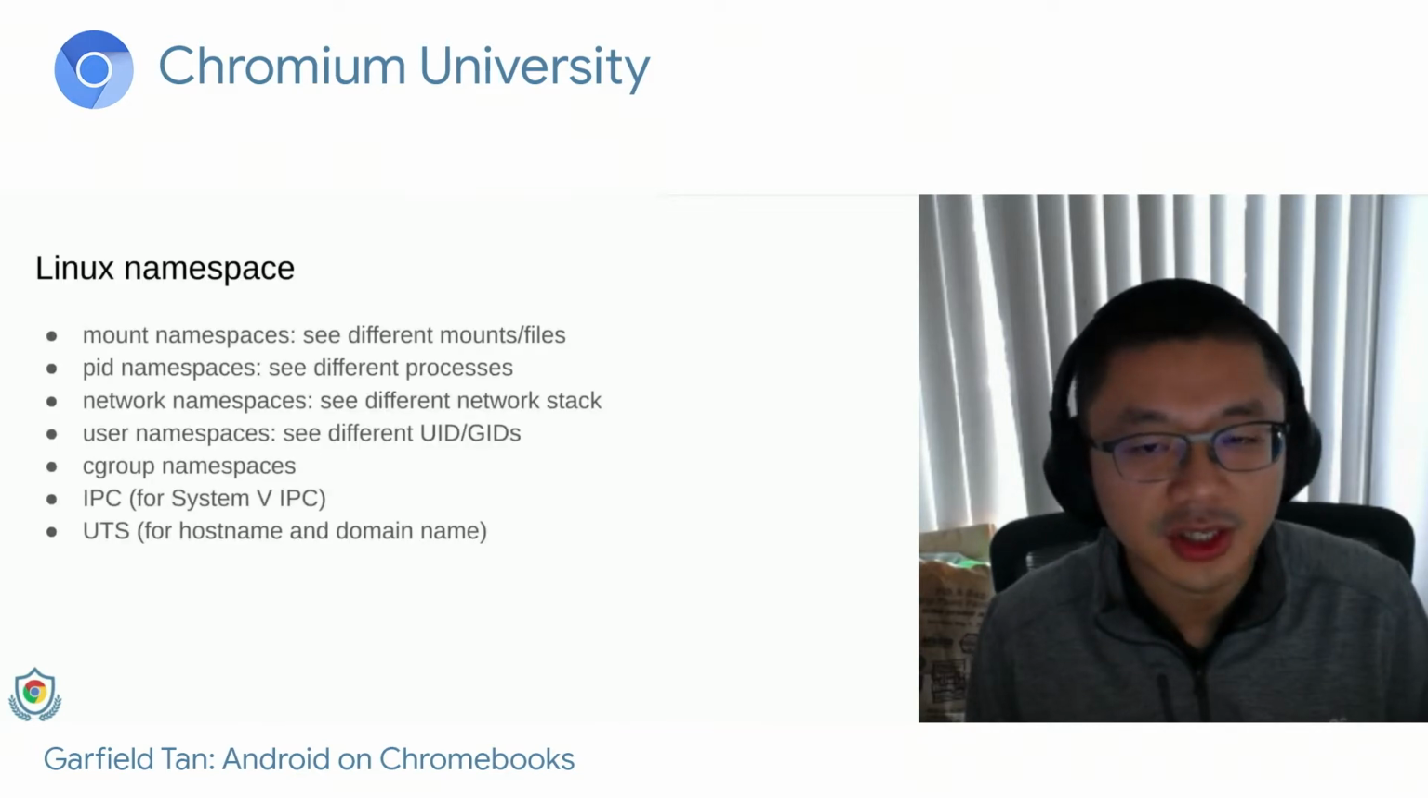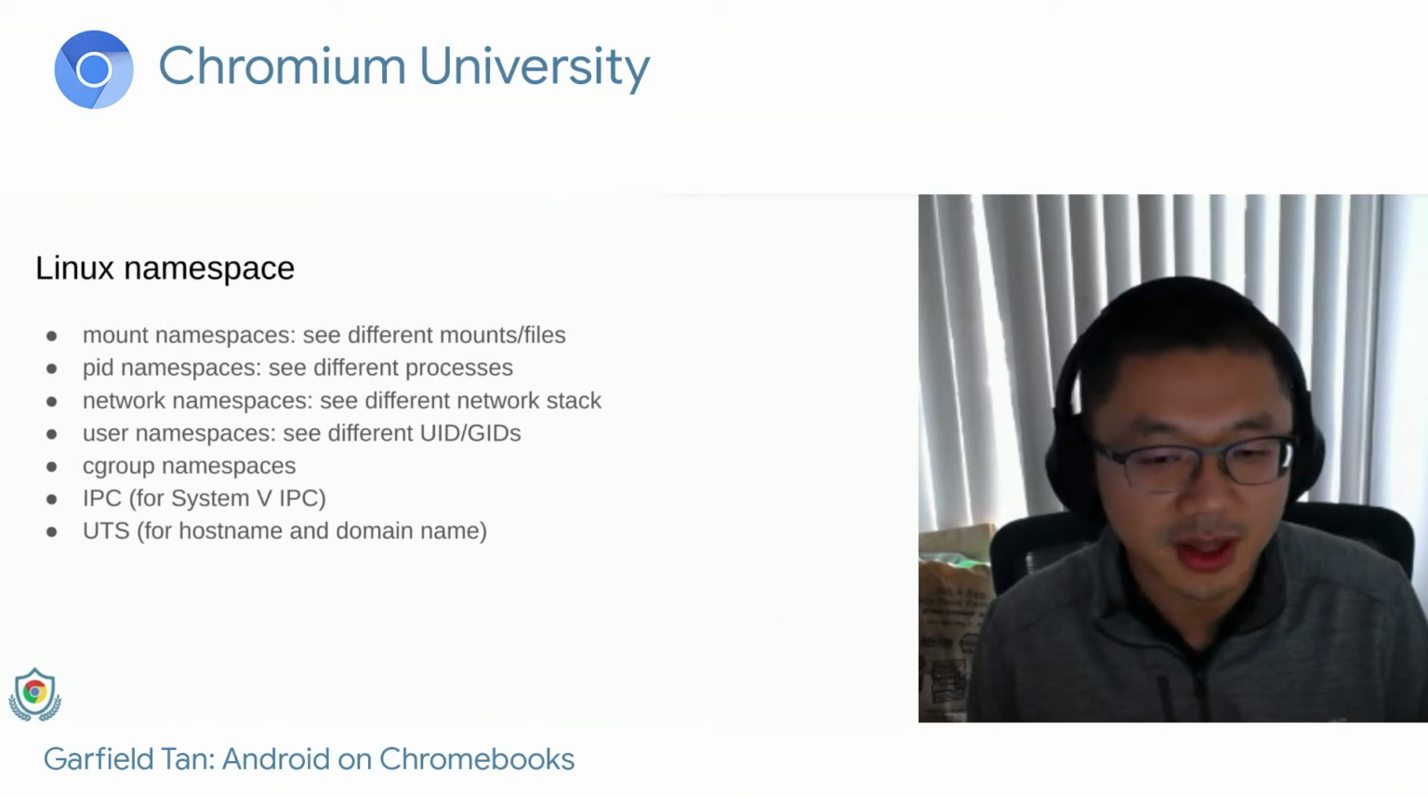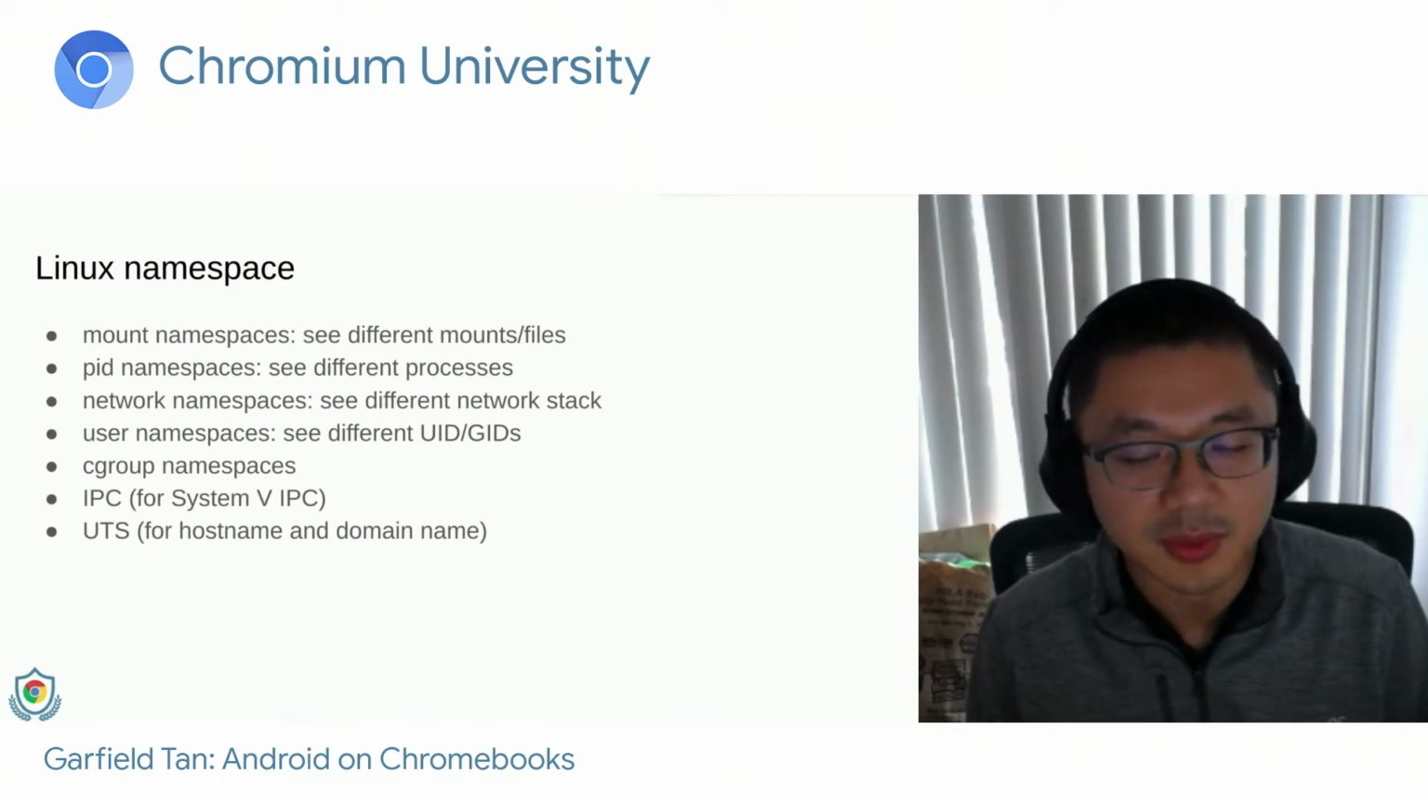When it comes to the Linux kernel, it actually offers a bunch of namespaces listed in the slide. They are used to isolate access to certain resources from a group of processes. ARC++ uses all of these namespaces to isolate Android from the rest of the system. Therefore, Android and Chrome are sharing the same kernel, but Android cannot see that Chrome lives beside it.